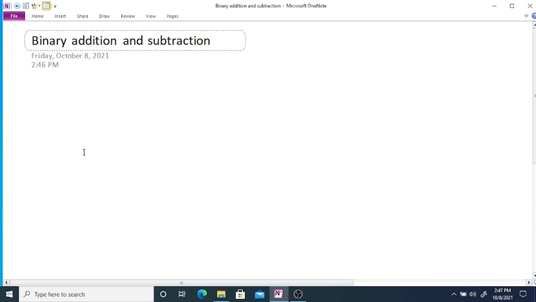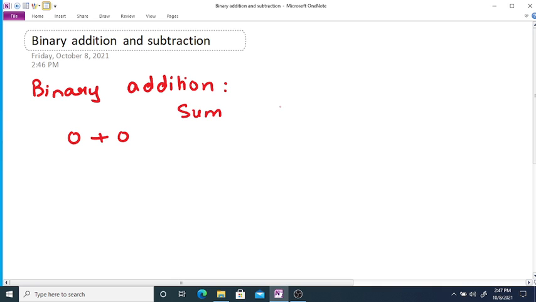Binary addition and subtraction. First we will see binary addition. Now in binary addition there are 4 cases. First one is 0 plus 0. The answer will be sum and carry. So for 0 plus 0 we will get sum as 0 and carry as 0.